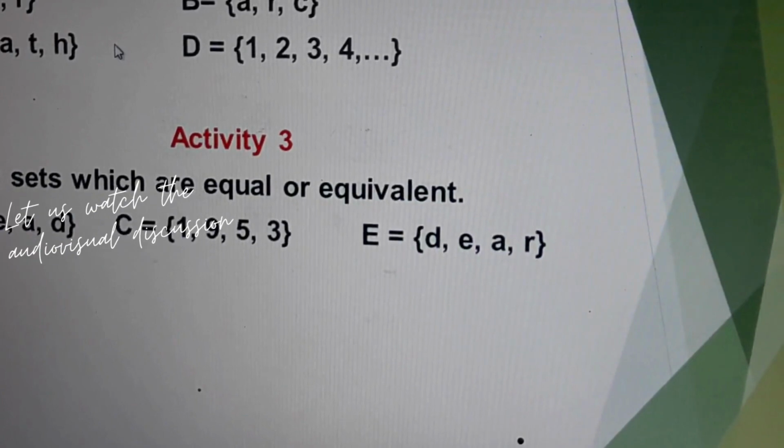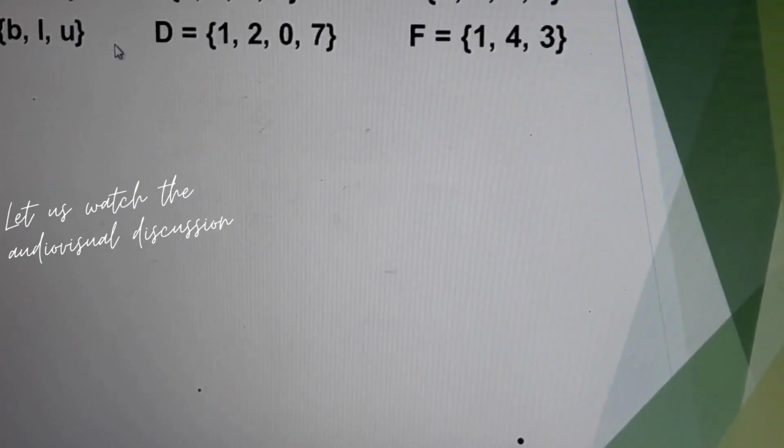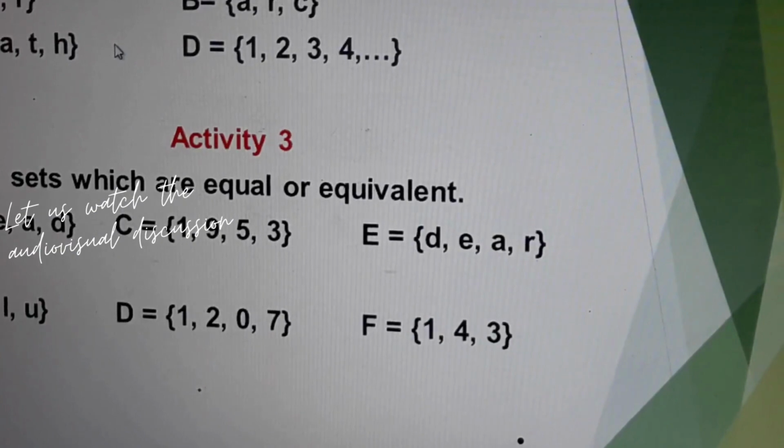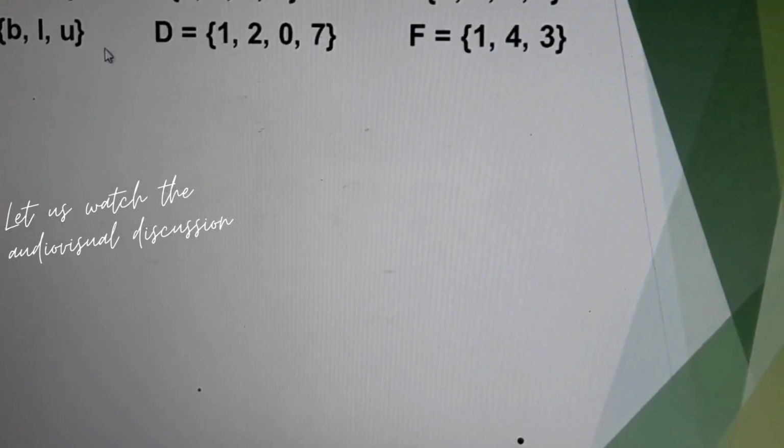So we have another activity we perform. Considering all the sets given, from set A to set F, you are required to compare them, identifying sets which are equal or equivalent. So we have the answer here. Observe set A compared to set E: they are equivalent sets. All the rest, no.